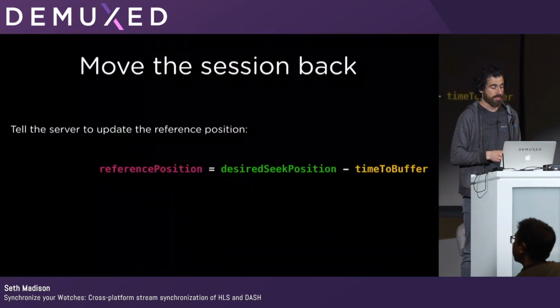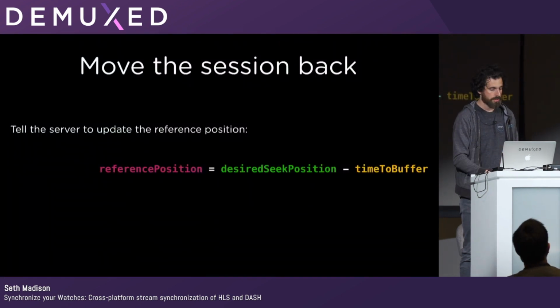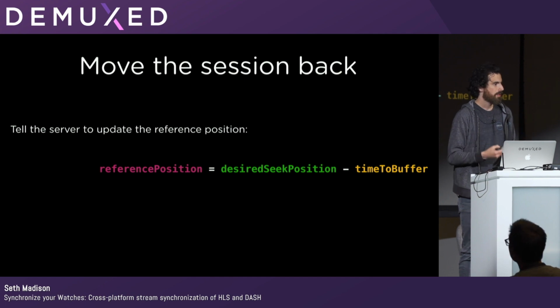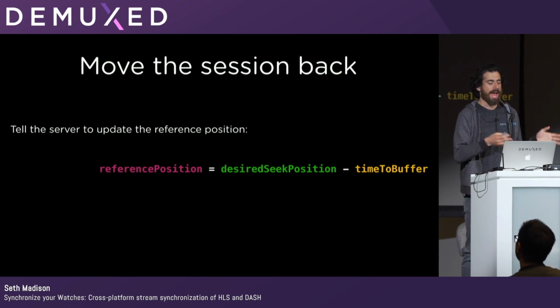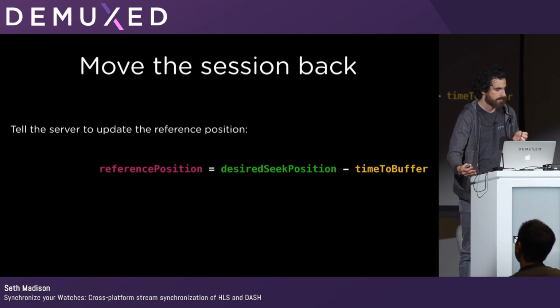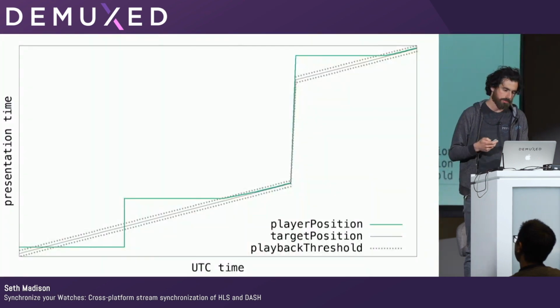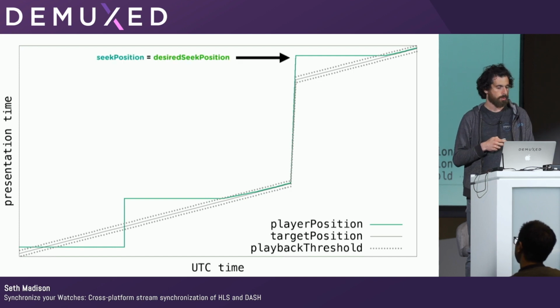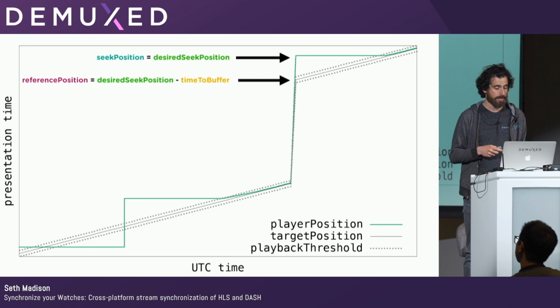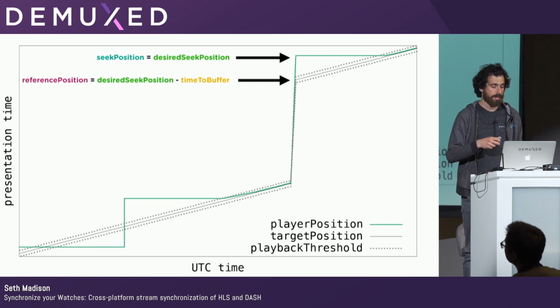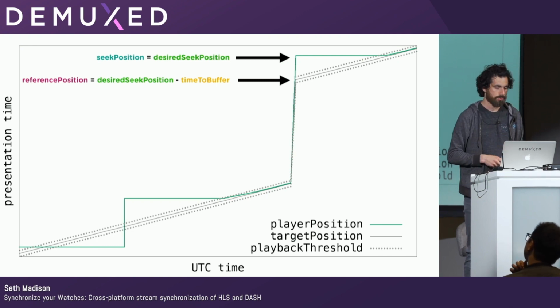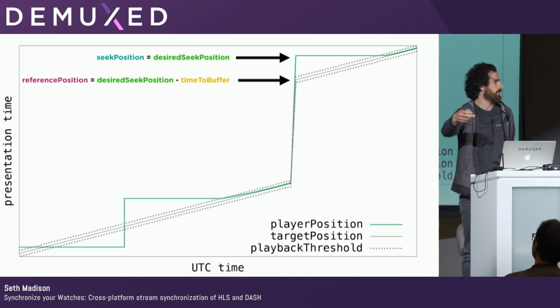And instead of moving the session, moving the party to the desired seek position, we can move everybody else back by the amount of time that we expect the initiator to buffer, right? So here's what that looks like. Say that now the user seeks up here. We move everybody else back here. And by the time the user that clicked to seek has buffered enough video, the session will have essentially caught up to them.